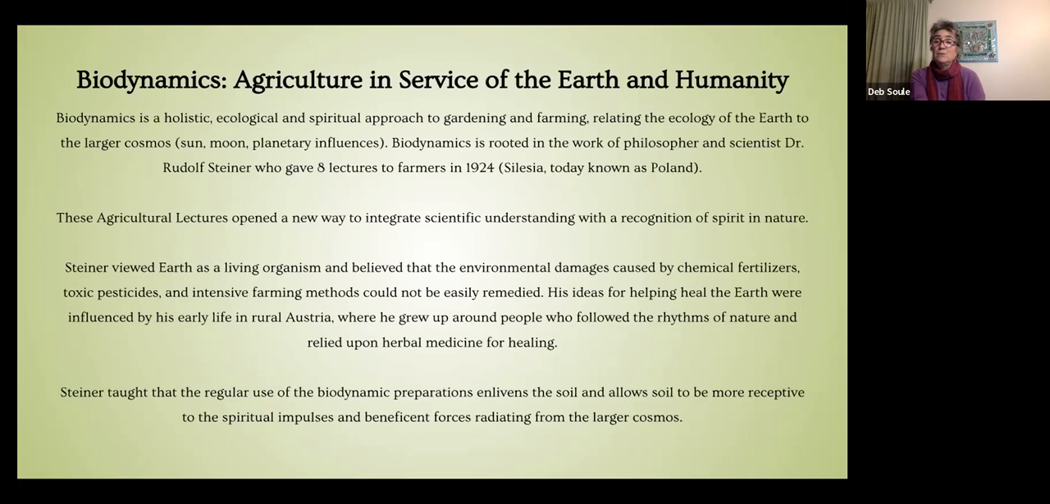And something that I really appreciate, Steiner believed that the environmental damages caused by chemical fertilizers, toxic pesticides, and intensive farming methods could not be easily remedied. And this is where Steiner was inspired to create these healing biodynamic preparations that would help to heal the earth and to help the soil. I imagine the soil just being more receptive. That's the image I have. These preparations help the soil be more receptive to both receive the spiritual impulses, the life forces that radiate up from the earth, and also those that are radiating downward from the larger cosmos.